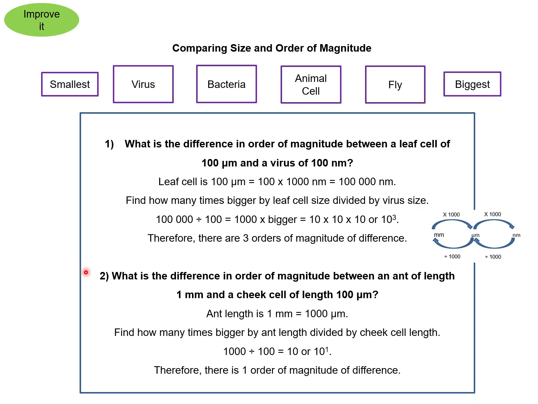Number 2, what is the difference in order of magnitude between an ant of length 1 millimeter and a cheek cell of length 100 micrometers? So let's get those both into the same units. The ant length is 1 millimeter. That's equal to 1,000 micrometers. We're finding how many times bigger. So we do that by taking the ant length divided by the cheek cell length. So 1,000 divided by 100 equals 10, or 10 to the 1. Therefore, there's 1 order of magnitude of difference. So you can either count the number of zeros or have a look at the power, and then you're done.